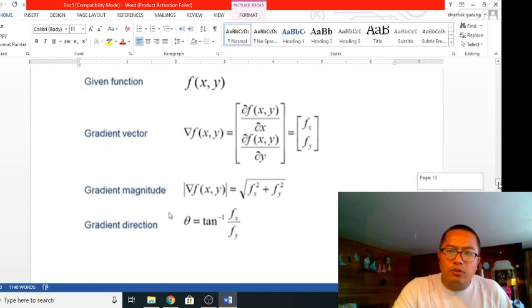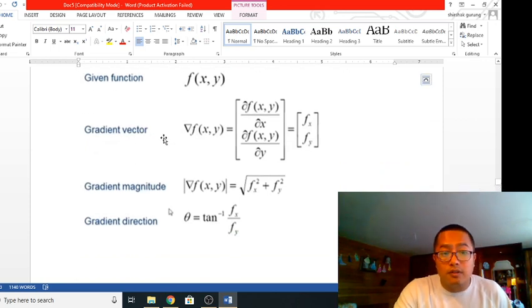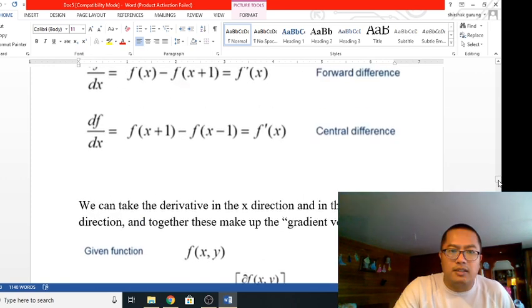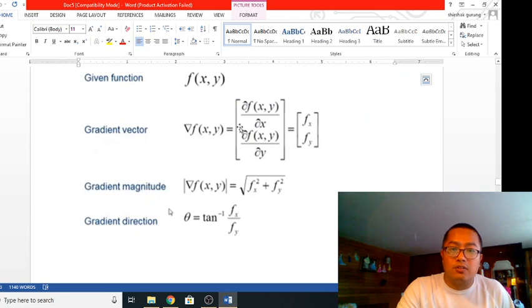So how do you find the magnitude of this? You find the differentiation in x and the differentiation in y. So how do you find dy by dx for discrete images based on x? You take the first pixel one pixel ahead of you, minus it with one pixel behind you. That is central difference differentiation. As x is found, y is found the same way.